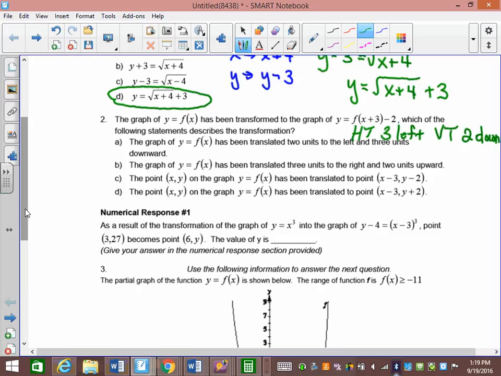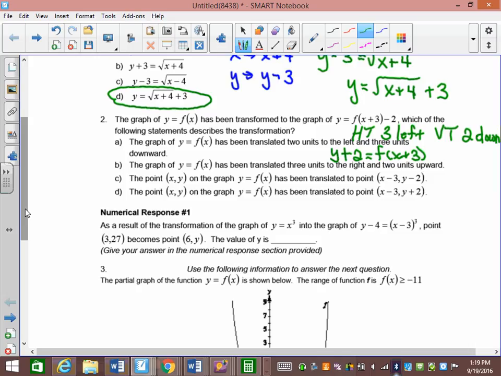Now remember what I told you to do? I always just multiply y first, so it's going to be y plus 2 equals f of x plus 3. And then if you split the variable, you always do the opposite. So that's what I just do. I always move it with the variable first, and then I know it's over here. So 3 left and 2 down.